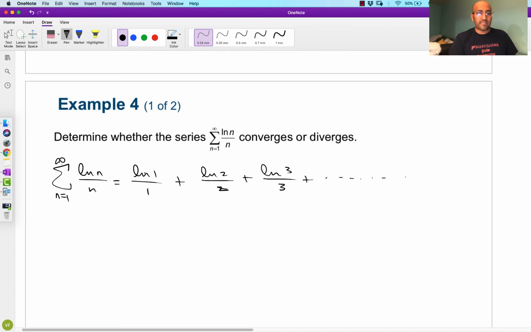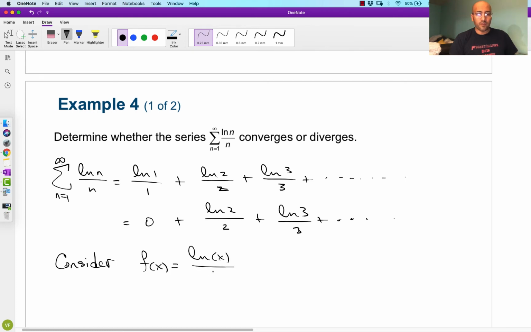And ln of 1 we know is 0. 0 over 1 is 0. So I automatically know that this is 0 plus whatever that is, plus whatever that is. Okay, so that's what we're working with. Let's think about, right? So consider the function f of x equals ln of x over x. And this is for x being greater than or equal to 1.